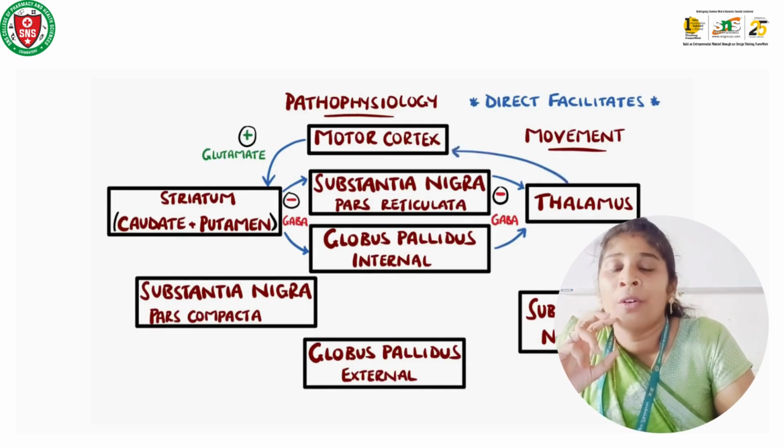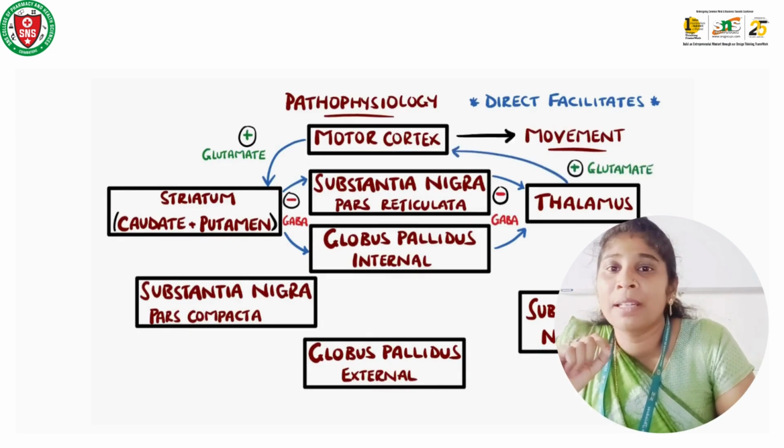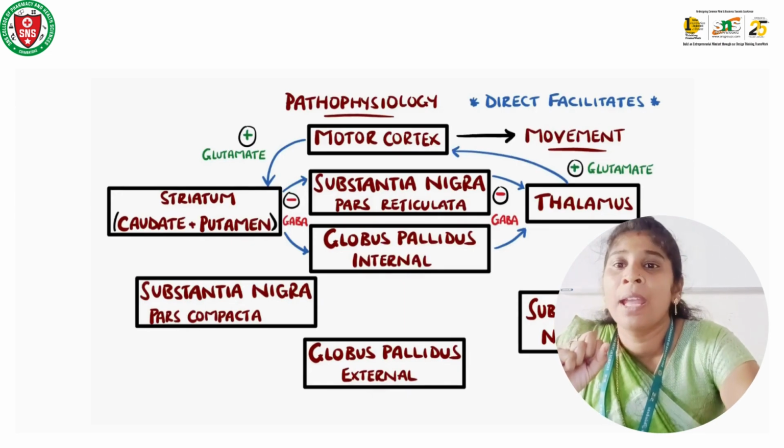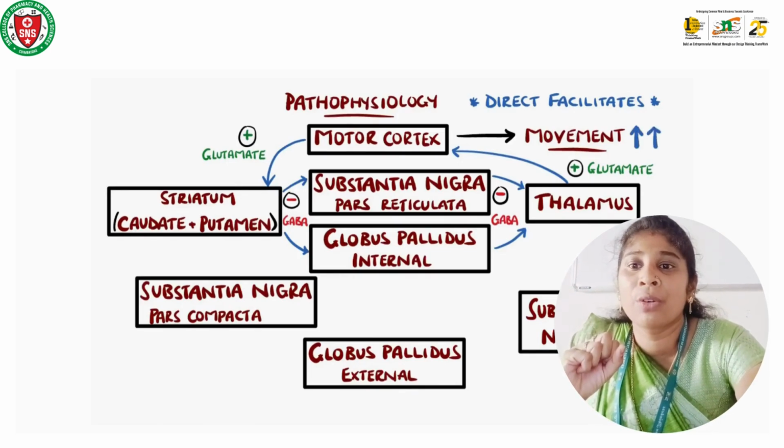The first one, indicated in red color, is caudate and putamen. It is combinedly called the striatum, and the yellow color indicates the globus pallidus, the blue color the subthalamic nucleus, and the green is the substantia nigra.